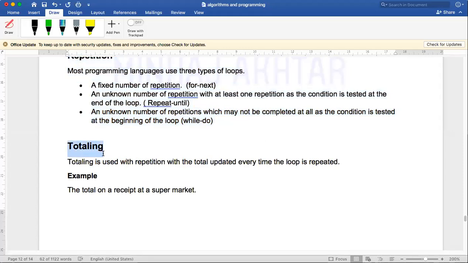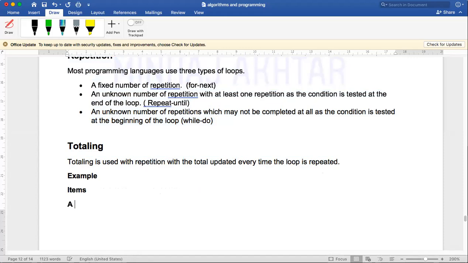Okay, totaling. Totaling means to add the things and display it as a total. So total is used with repetition, with the total updated every time the loop is repeated. Example, the total on the receipt at a supermarket. So let me give you a very good example. Listen up. You buy items, right?